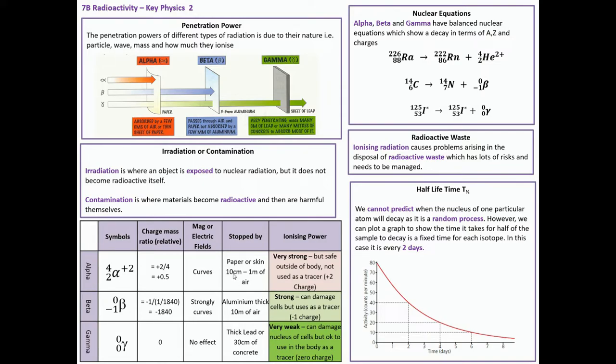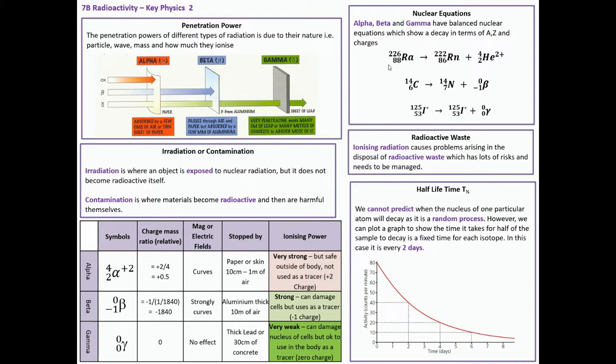Zero charge, zero mass. Paper or skin stops alpha, so 10 centimeters to 1 meter of air. Aluminium, we said, or 10 meters of air. And gamma, thick lead, or 30 centimeters of concrete. And the ionizing power, as you can see, is a lot, a sort of medium, and then not very much at all. So we definitely don't want to use alpha inside the body because of the ionizing problems, but beta we do, and gamma we do, because it's not as ionizing. But alpha outside the body is particularly safe. Just don't get it anywhere near your nose or eyes.